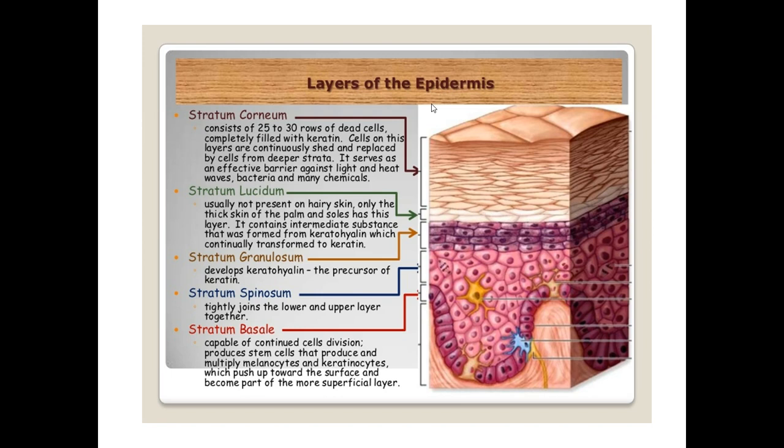Stratum spinosum is a little deeper. It contains joints between the lower and the upper layers. And the stratum basale is capable of cell division, so it's the most mitotic portion. Remember when we were looking at stratum corneum and it says it is replaced by the deeper strata? The deeper strata that it was referring to is the basal strata. It produces melanocytes and keratinocytes, and all of these cells are pushed upward toward the surface to become part of the superficial layer.